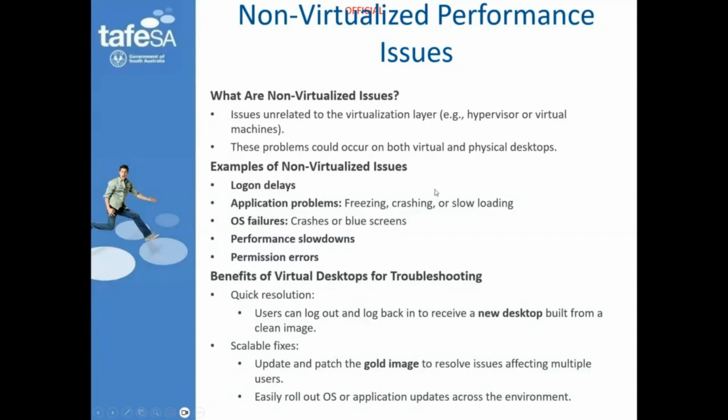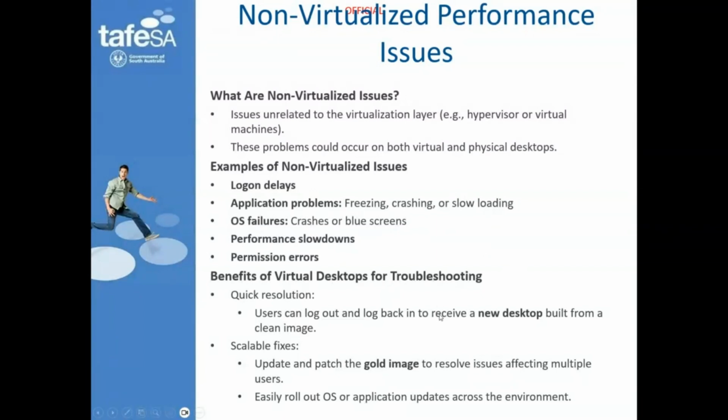Okay. Examples of non-virtualized issues could be log-on delays, and that might be the fact that on a physical machine, your domain controller is unavailable. Okay. Or you just turn on your computer and your network switch is still learning your MAC address, that kind of stuff. Okay. So some other things could be application freezing, crashing, or slow loading. Well, if that's just the application problem itself that would happen on a physical machine and a virtual machine, then you've got to investigate that. OS crashes or blue screens, performance slowdowns or permission errors. If it's a permission error, it doesn't matter if it's physical or virtual. If you don't have permission, you don't have permission, right?